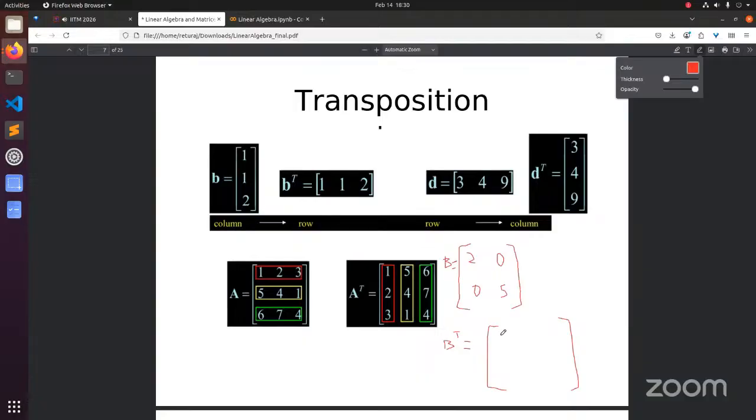2. B12? 0. B21? 0. And this value, B22? 5. Did you see something interesting? B transpose is actually equal to B.